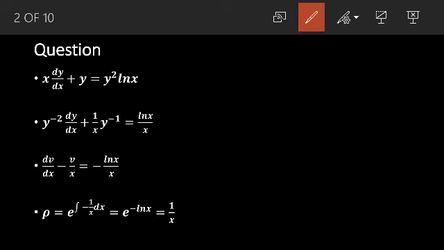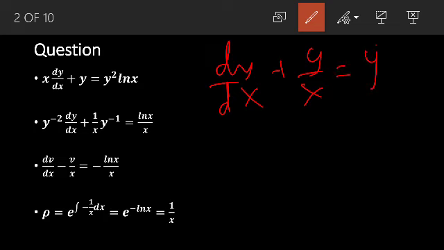Okay, so we have our first question here: x dy/dx plus y equals y squared ln x. Not looking exactly like the Bernoulli equation, but we can rearrange it to look like it. So the first step is to divide through by x, of course. If we do that, we are going to have dy/dx plus y over x equal to y squared ln x all over x. Now, like we said, it is not looking like a Bernoulli equation.